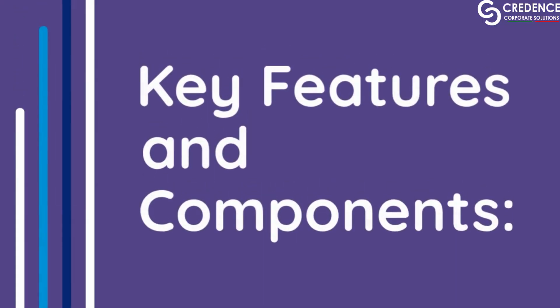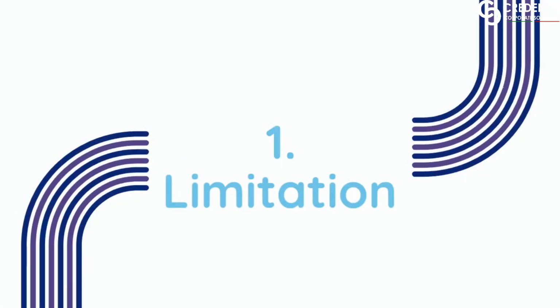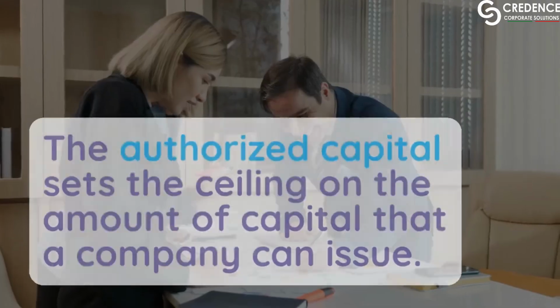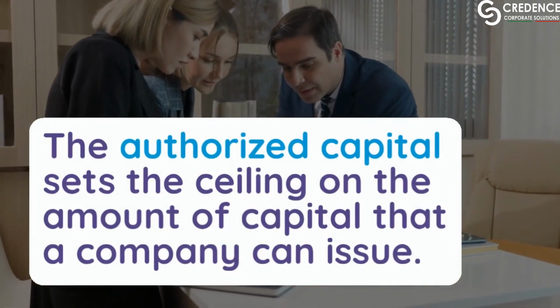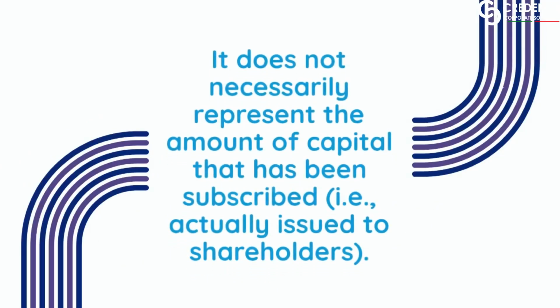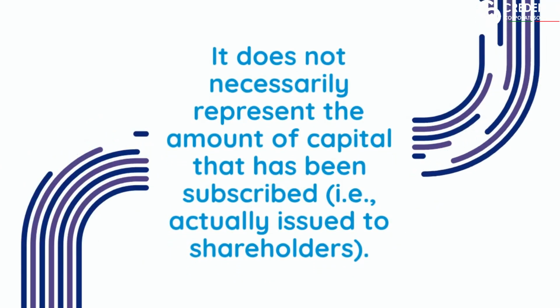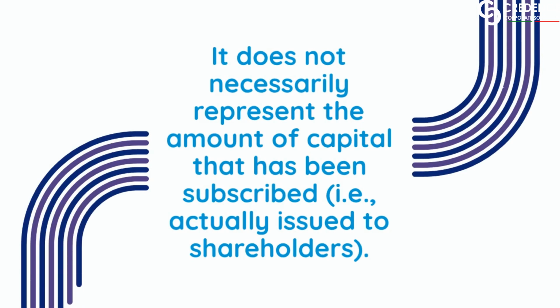Key features and components. 1. Limitation. The authorized capital sets the ceiling on the amount of capital that a company can issue. It does not necessarily represent the amount of capital that has been subscribed, i.e., actually issued to shareholders.